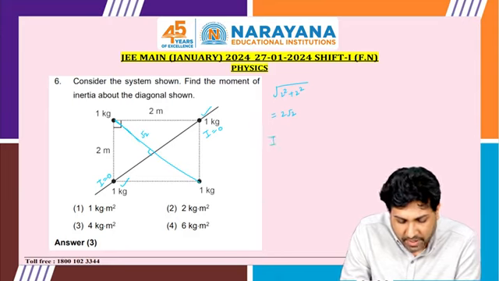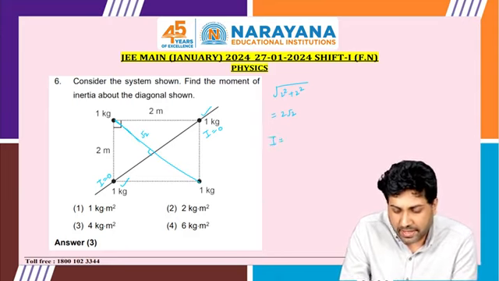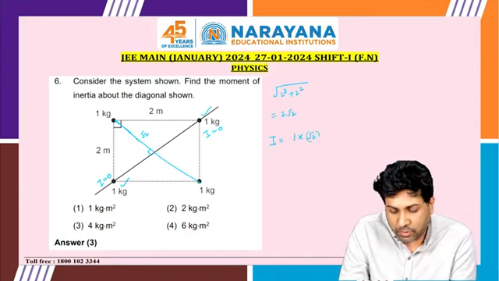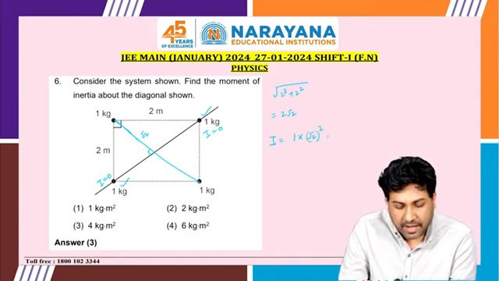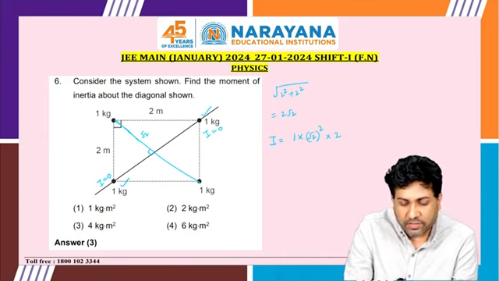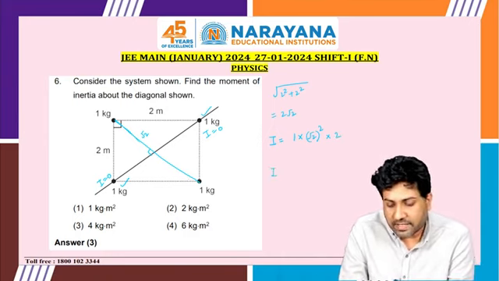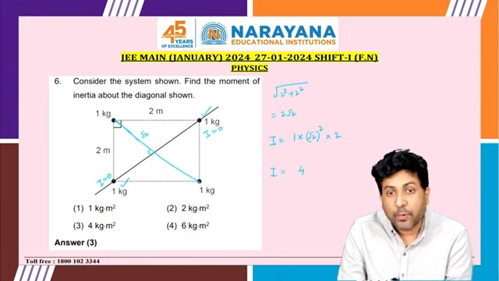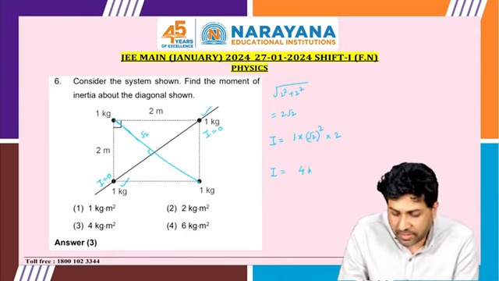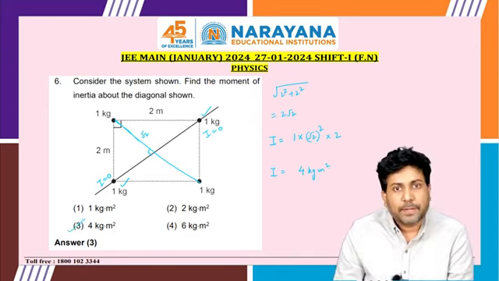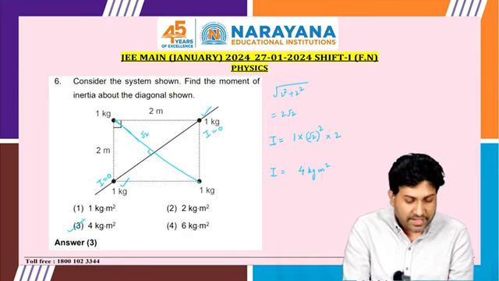So the total moment of inertia is going to be mr square. For this one, mr square is m into root 2 square. Okay, and then I can also say into 2, because for this also the same distance is there, and for these 2 it is 0. So I will get the net moment of inertia as 4. Okay, and the unit obviously is kg meter square. So the answer will be 3. Okay, let's move to the next question then.